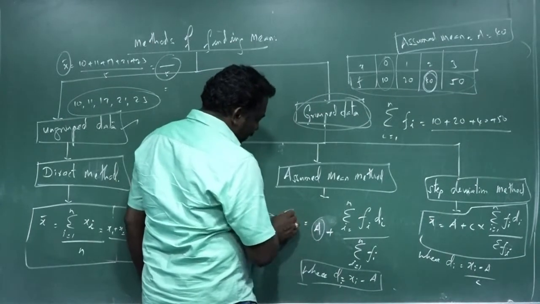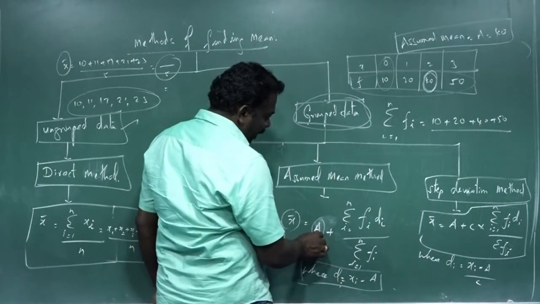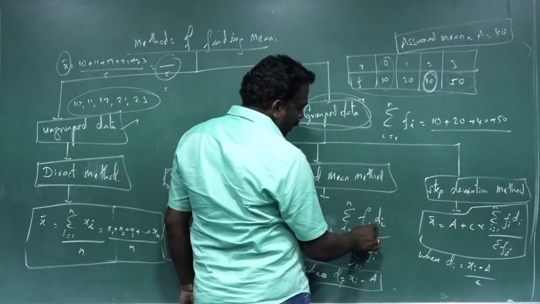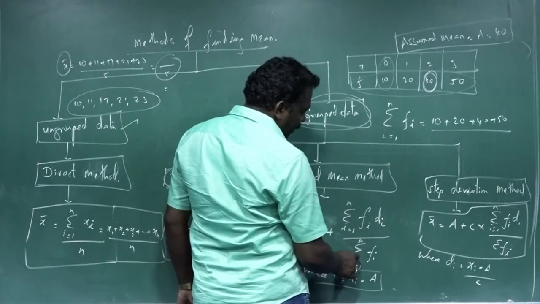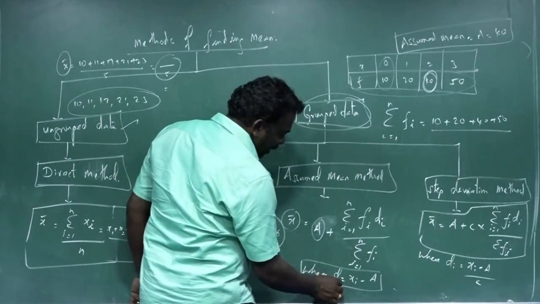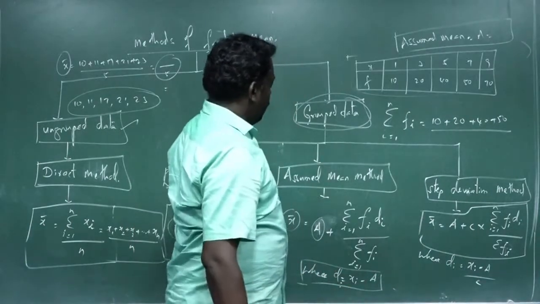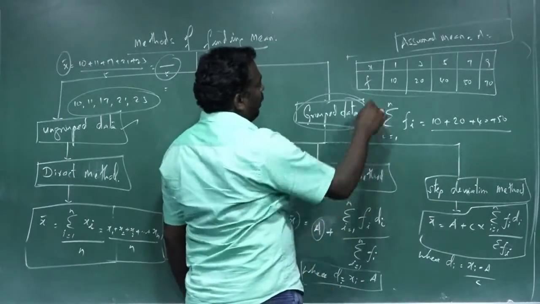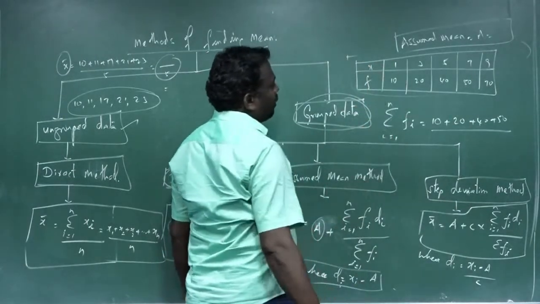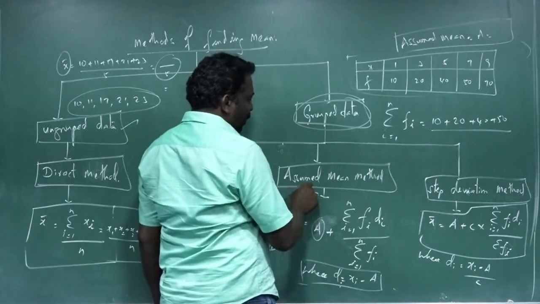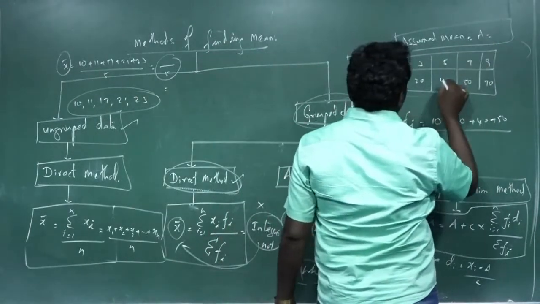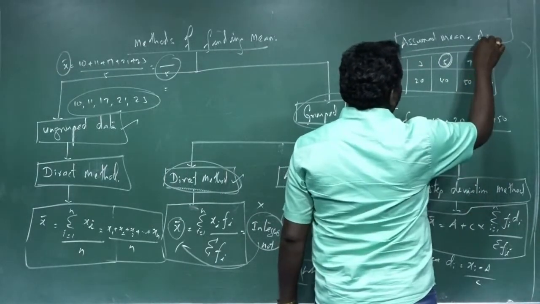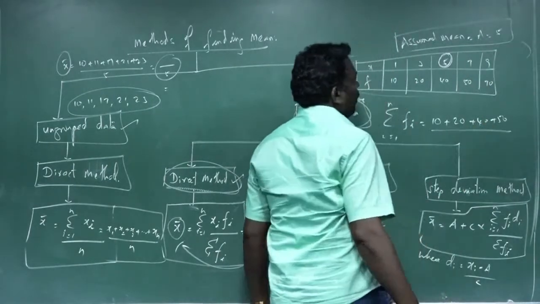The assumed mean method is defined by x bar equal to a plus summation, i takes values 1 to n, of fi times di, divided by summation of fi, where di equals xi minus a. In grouped data, the corresponding x values and f values are given, and in grouped data we apply the assumed mean method. The assumed mean a is, say, the middlemost of the given x values, and that is called the assumed mean. Here the assumed mean a is equal to 5.